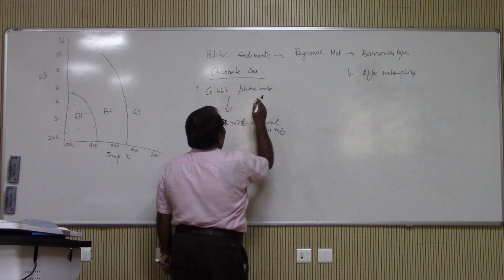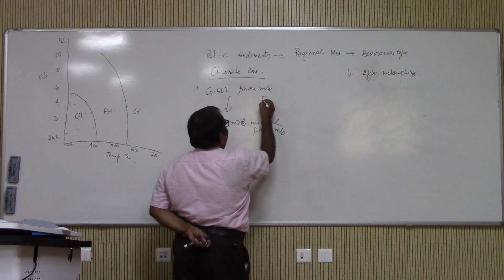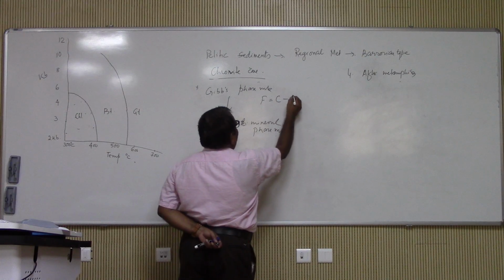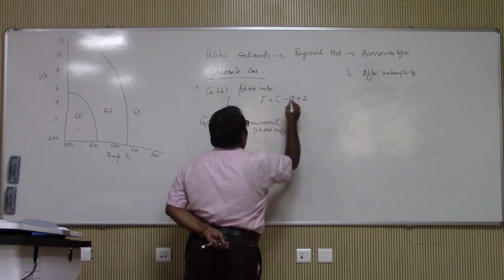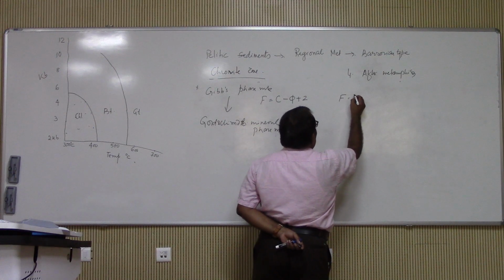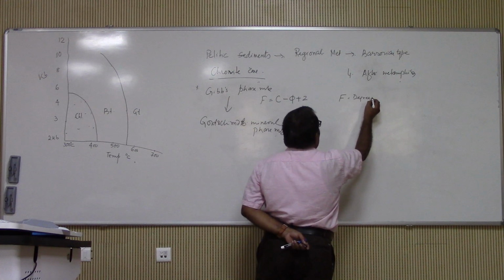Gibbs phase rule. This you know, F. Then what happens? यही है ना? ये पढ़ा कि नहीं रे? F is what? Degree of freedom. इसको फ्रीडम क्या है?